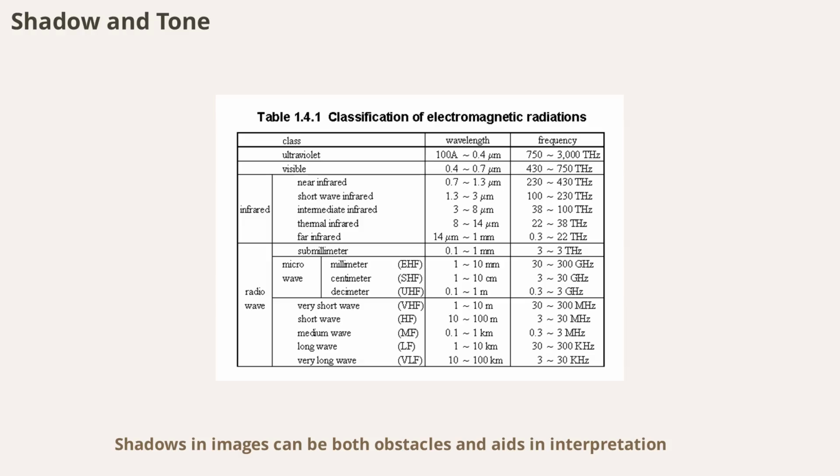Shadows in images can be both obstacles and aids in interpretation. While they may obscure details, shadows also provide information about the height and shape of objects such as towers or bridges. Tone refers to the range of gray levels in an image from white to black. Different materials reflect light differently, resulting in unique tones. For example, dry sand appears white, while wet sand looks black in panchromatic photographs.